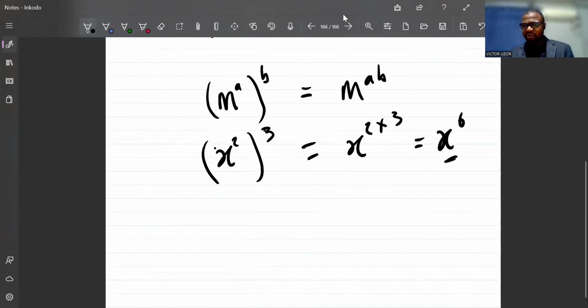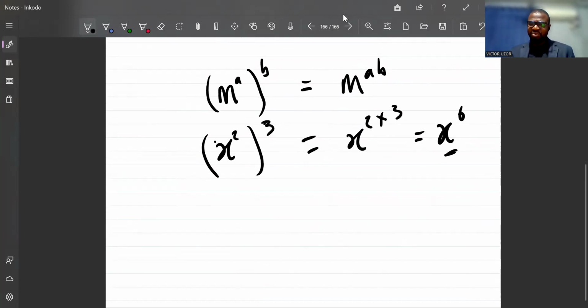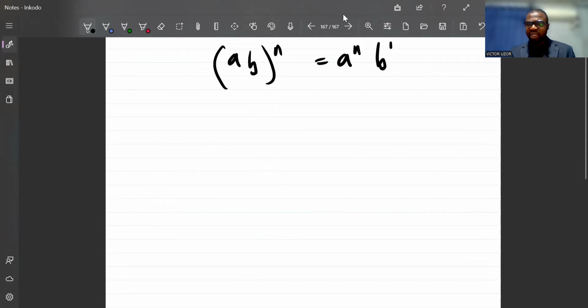Now, another law again is known as the combined power law. When you have something like ab raised to power n, it is going to be a raised to power n and b raised to power n.